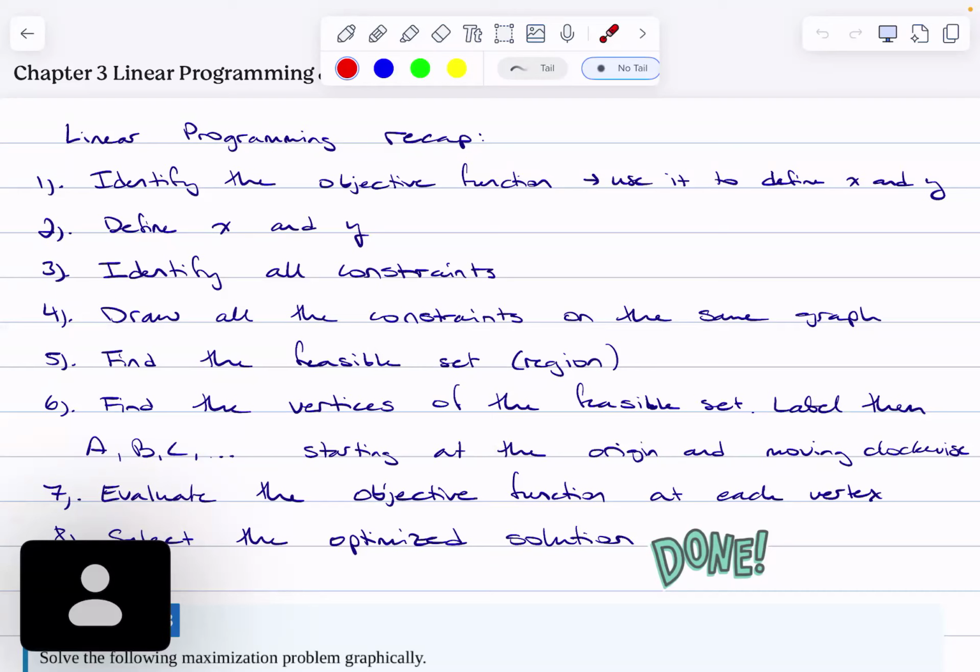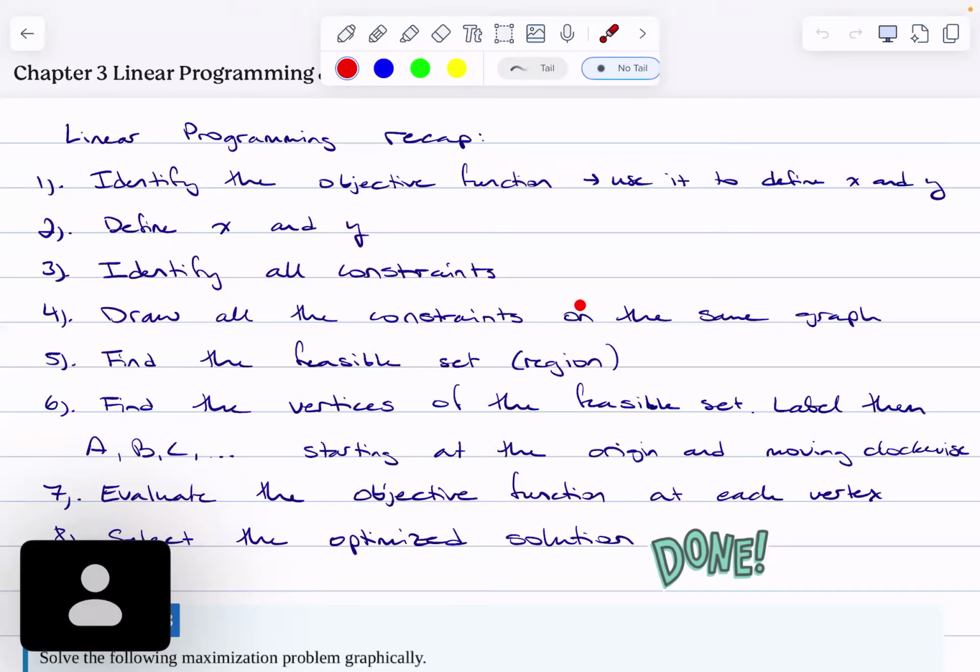So we're going to do more practice today. We're going to switch gears to a minimization problem. So far we've only worked on maximization problems, trying to find the maximum profit, the maximum whatever. And usually it's profit. Now we're going to try to minimize something, and the same steps apply.